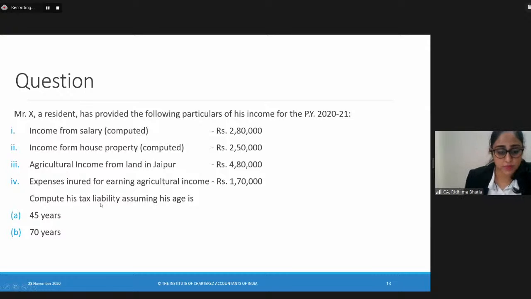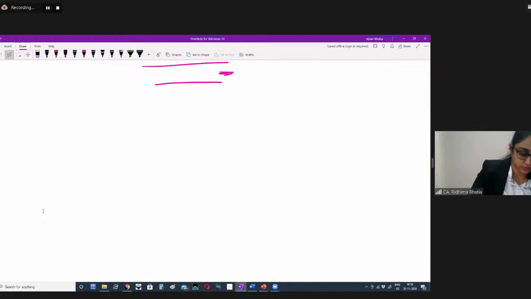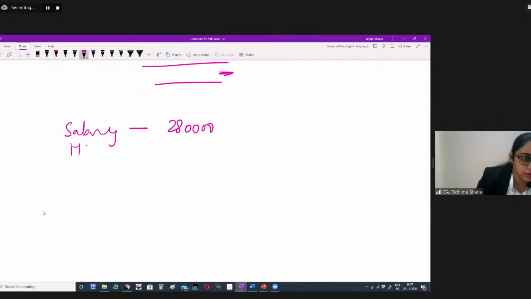I will do it for 45 years and you will solve for 70 years and we'll share the answer. First, please try to understand for 45 years. His condition is that his non-agricultural income should be more than the basic exemption limit, which it is in this case, because salary 280, house property 250, and his agricultural income is obviously more than 5,000. So total income is: salary 280, house property 250, agricultural income is 3,10,000 because 480 is the income and 170 the expenses. Clear? So my non-agricultural income is 530.